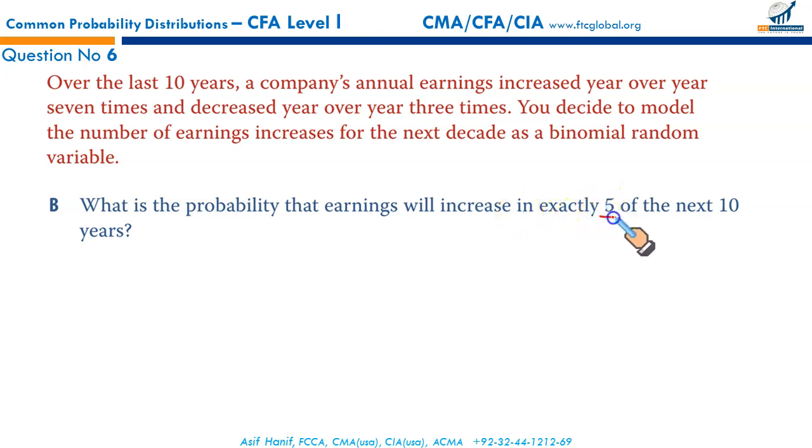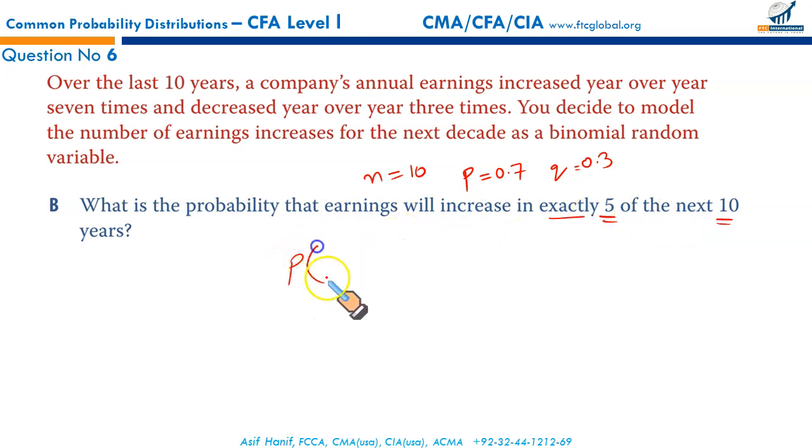Exactly 5 out of the next 10 years. Now, we have the numbers. n is 10. P, the probability of success, is 0.7. Then Q, remember Q, I have been using this for the last 20 years. So we may call it 1 minus P or just Q, it makes the same, 0.3. So what is the probability that the earnings will increase in exactly 5 of the next 10 years?